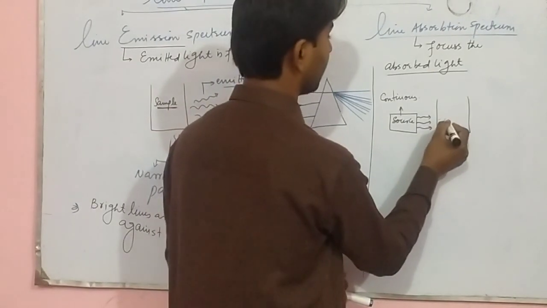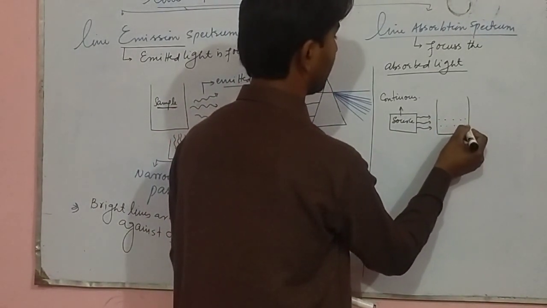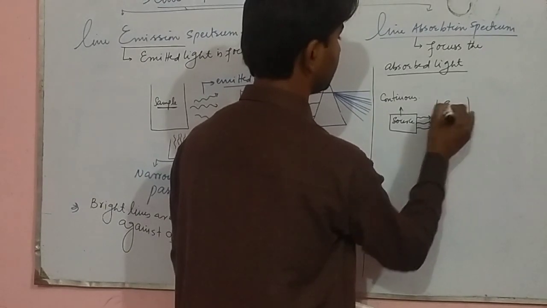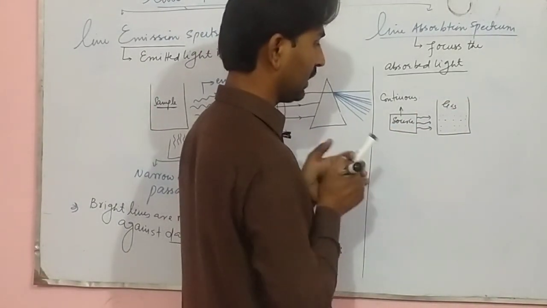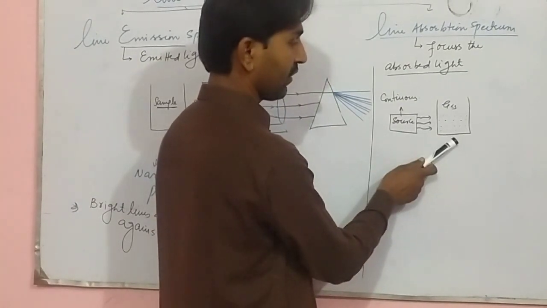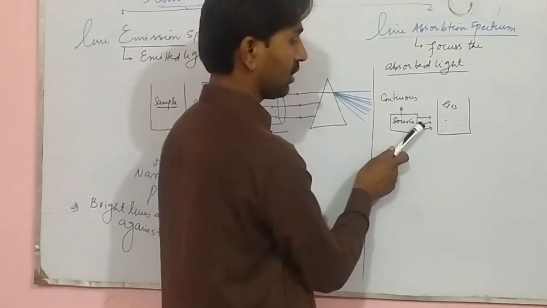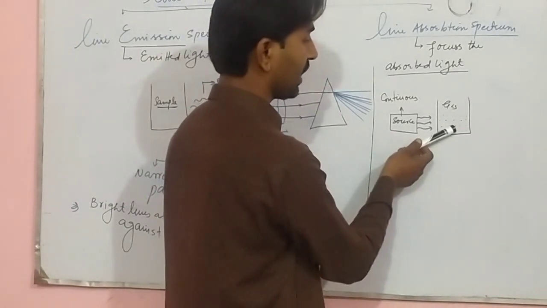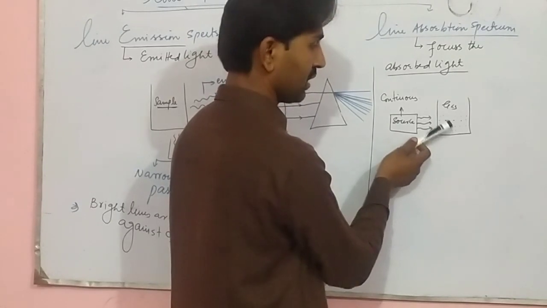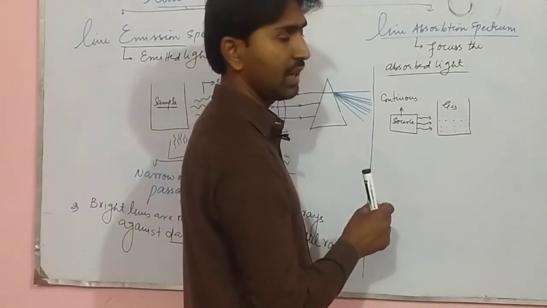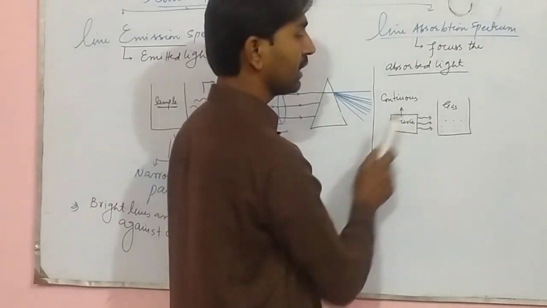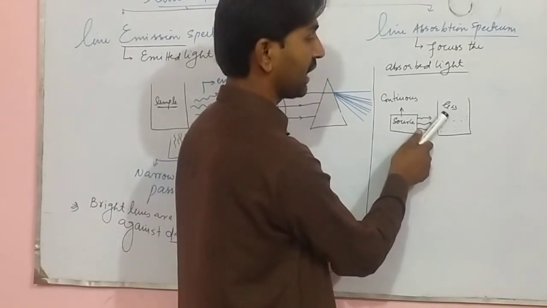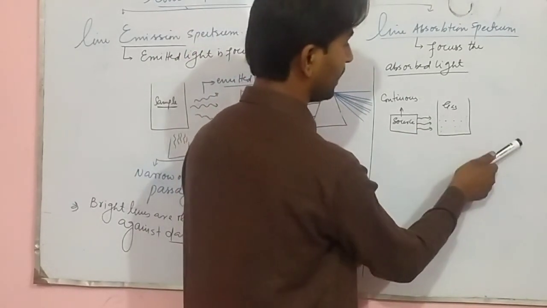Let's say we take a gas, any atomic gas. When the gas is placed in the path of the light emitted by the continuous source, the light will pass through the gas. Some of the wavelengths of light are absorbed by the gas, and the remaining wavelengths that are not absorbed pass through the gas.